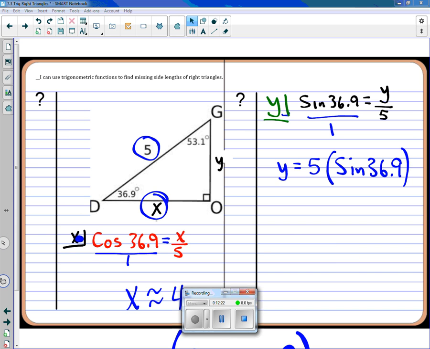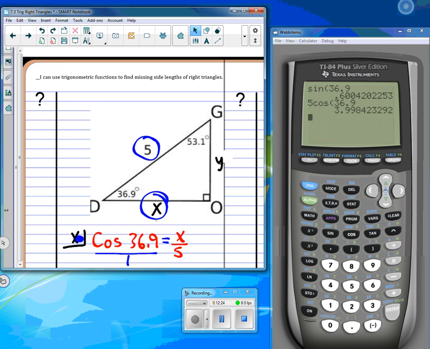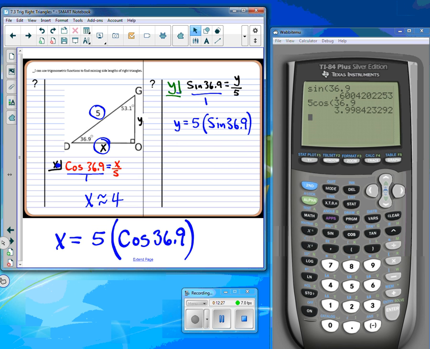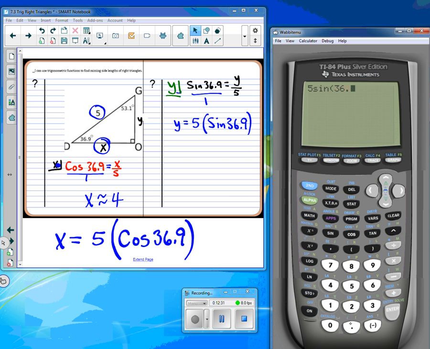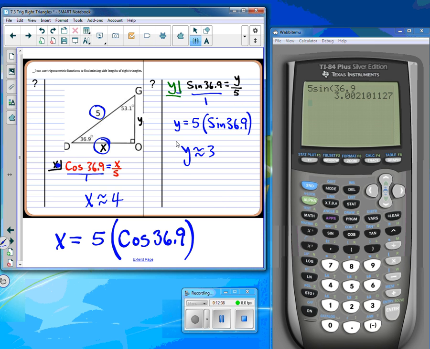Now, hopefully you had it exactly that. And so again, we'll go to our calculator and we'll go 5 times the sine of 36.9, get an equal, and you can see it's equal to 3. Okay, so approximately equal to 3. All right, and there you go.